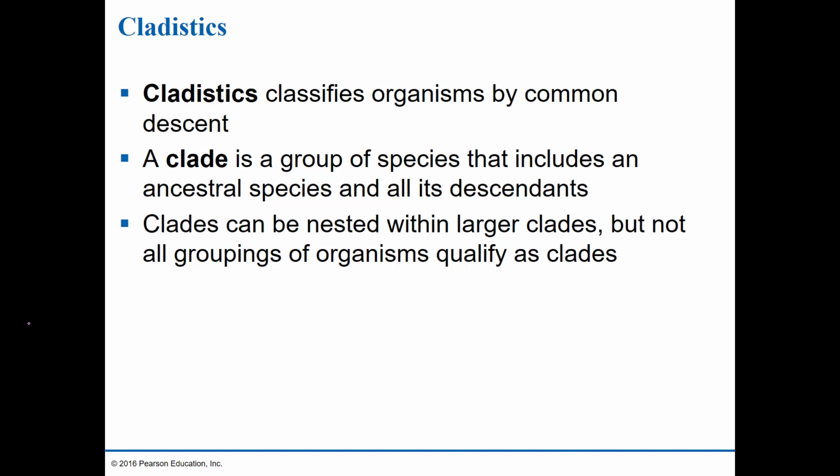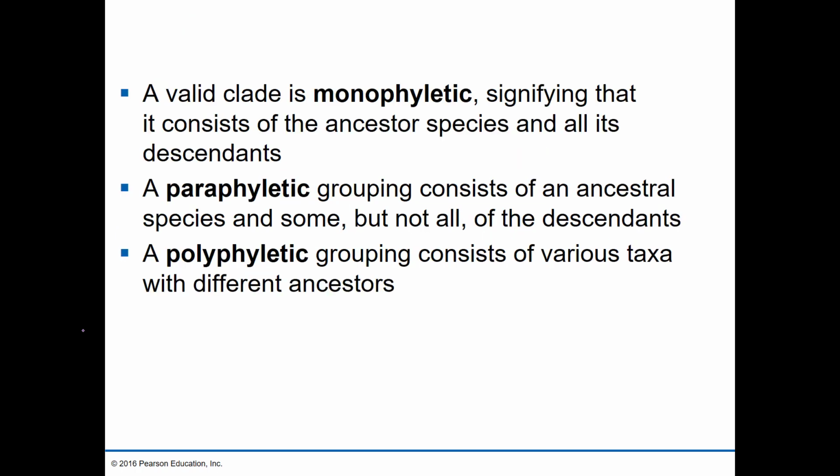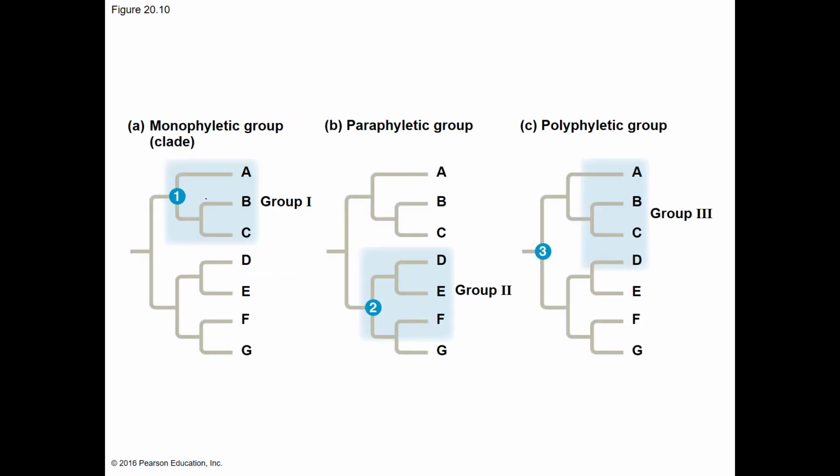You heard me talking about clades earlier. A clade is a group of species that includes an ancestral species and all of its descendants. So clades can be nested within larger clades, but not all groupings of organisms qualify as a clade. There are different types of clades. Monophyletic clades consist of an ancestor species and all of its descendants. So right here is a monophyletic clade. Species A, B, and C all came from this one ancestor.